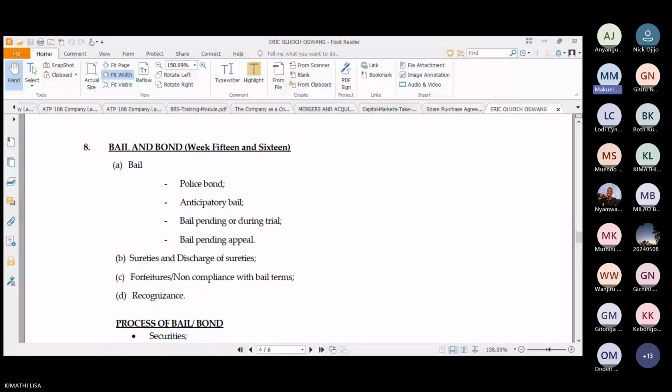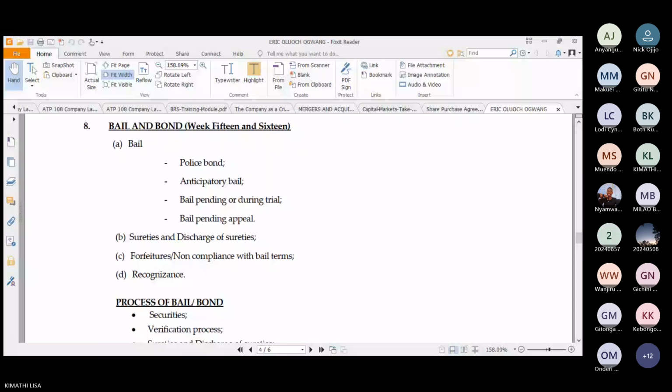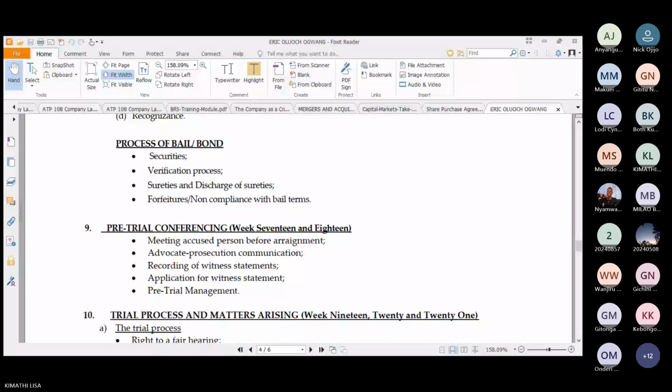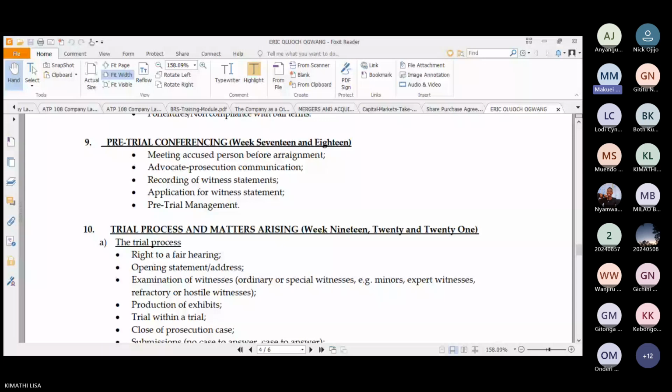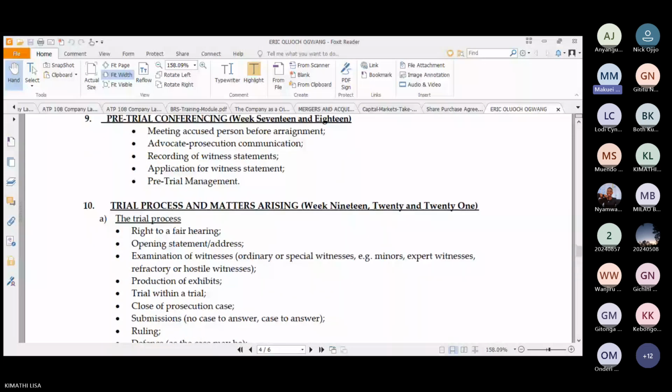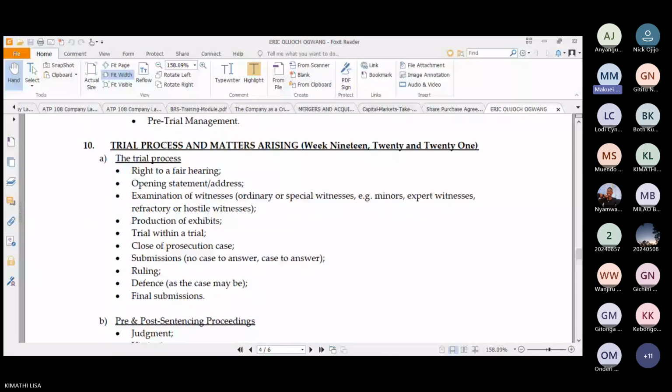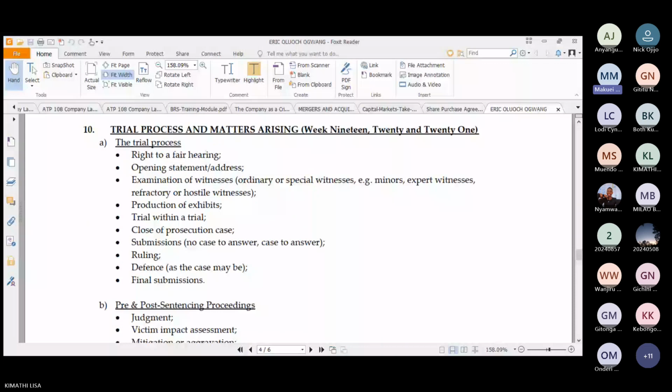Bail and bond, very, very important. Another one: pre-trial conference, that is like a 1 minute or 30-minute thinking. Then the trial process, very, very important. So I will ask maybe the next person that will come to do this to start with the charges. Unless someone has a question, maybe you can ask before we close off.